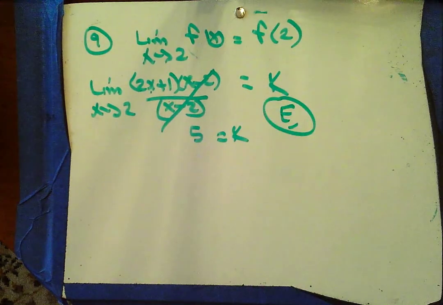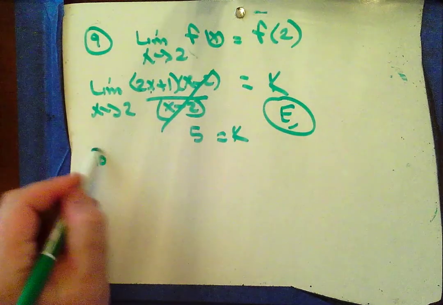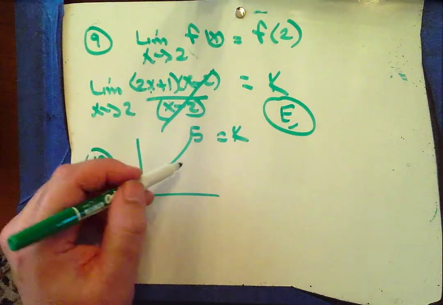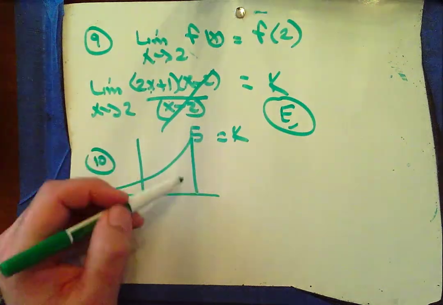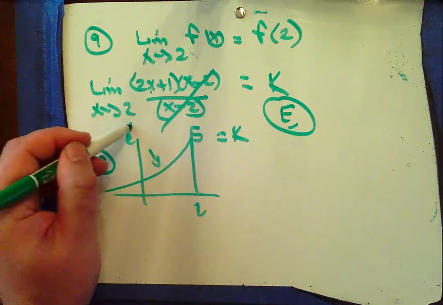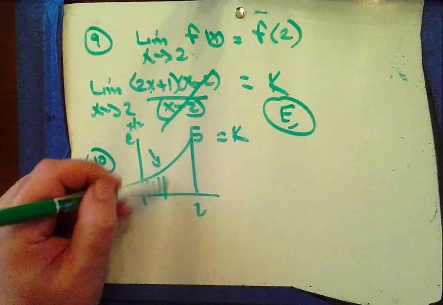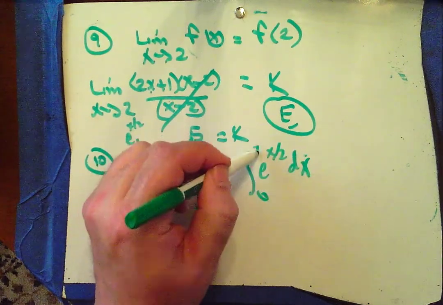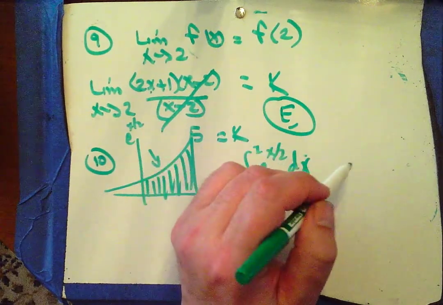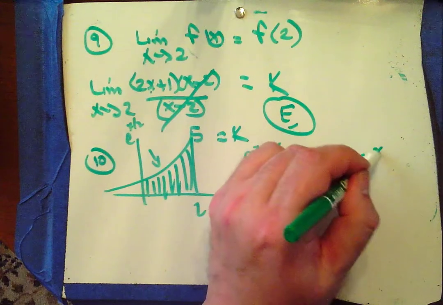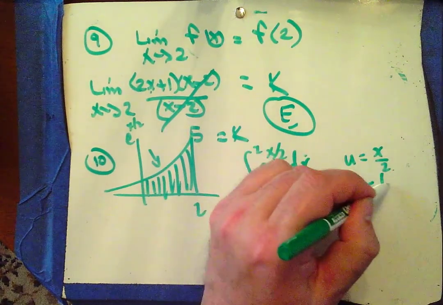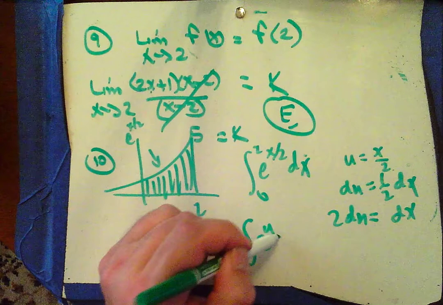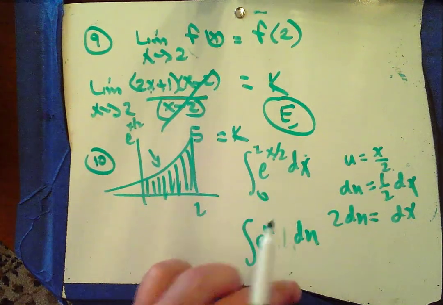E for number 9. How about problem 10? 10 says the area of the region in first quadrant bounded by e to the x over 2 and the line x equals 2. So this is e to the x over 2. So I'm looking for this area, which means I want the integral of e to the x over 2 dx from 0 to 2. If you're not comfortable with the antiderivative here, you can always do a u substitution where u equals x over 2, du equals 1/2 dx, so dx equals 2 du. So this becomes e to the u times 2 du, or we can pull that 2 out in front.